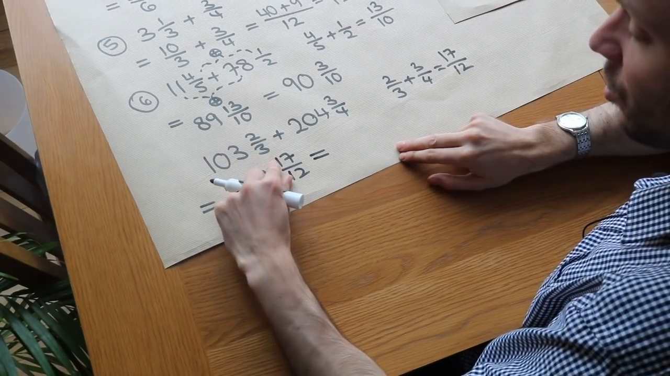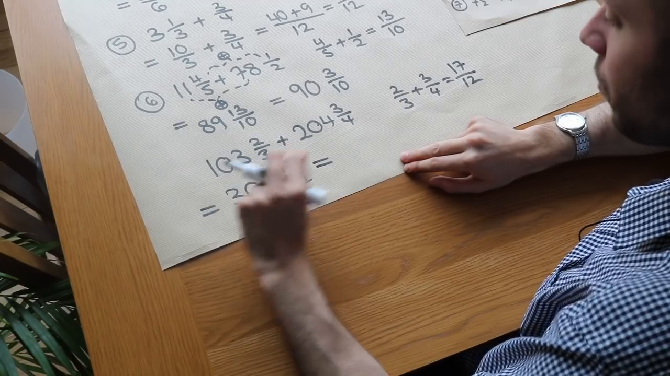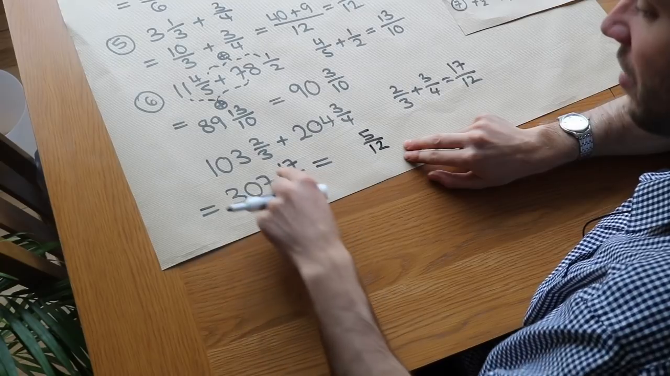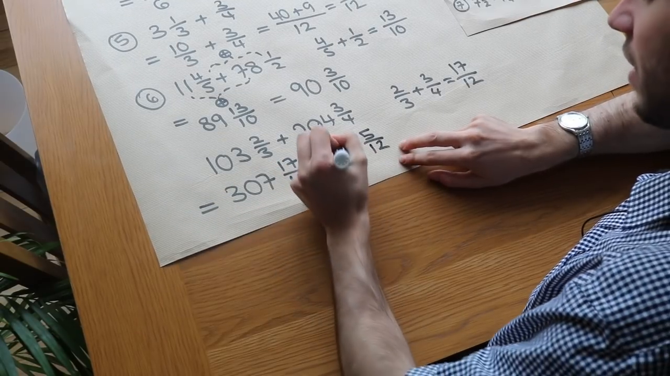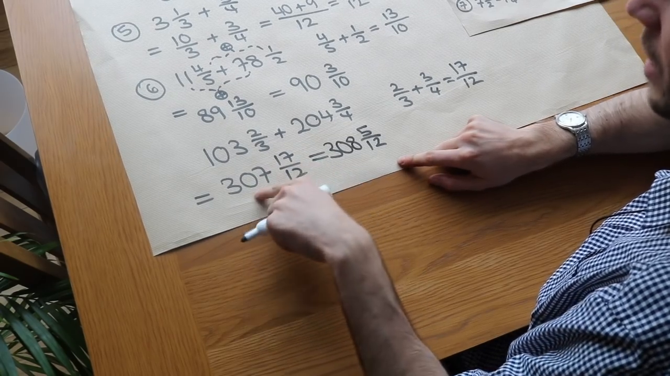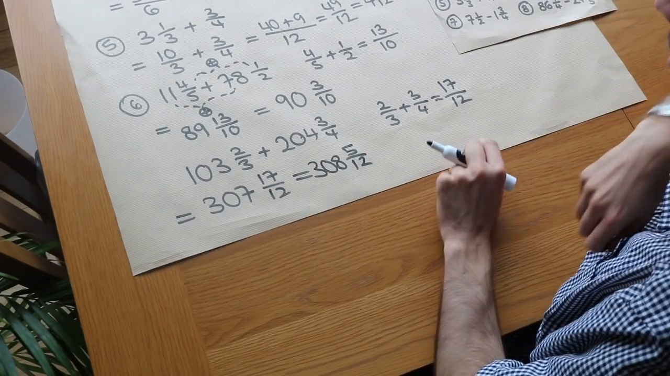We can subtract 12/12 from this, i.e. a whole, so it becomes just 5/12. If I subtracted 1 from this, I need to add 1 to this to compensate, so it'd be 308. So you can see that it overflows into the next whole, so we get an additional whole.